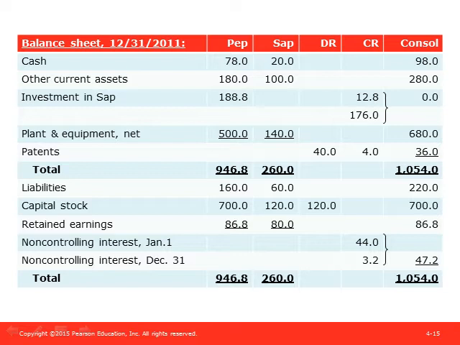And then we end up with a consolidated column, which either adds PEP and SAP, and there are no worksheet entries to come up with a consolidated balance, or we add PEP and SAP and take into account our consolidation entries to come up with a consolidated balance. So what we see then, based on this, are total assets of $1,054,000 and total liabilities of $1,054,000.